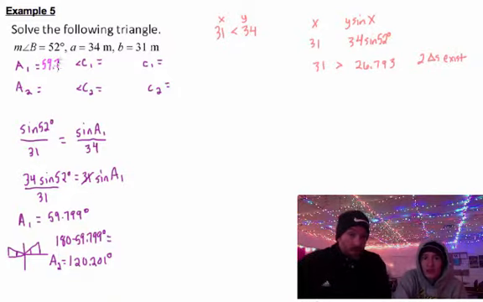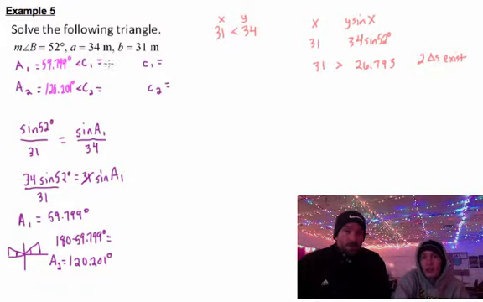So let's fill in what we know up here. 59.799 degrees. And then we've got 120.201 degrees. And now from here, we do law of sines with the first one, and then we do law of sines with the second one. And do those separately.